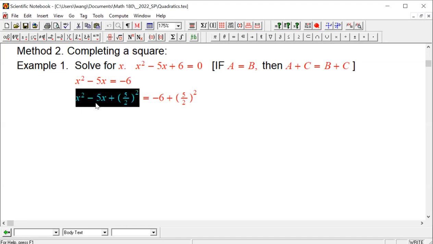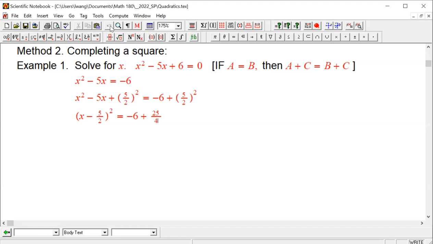And by this time, the left-hand side is a perfect square. So this is the perfect square: 5 over 2, that's 5 halves. So we get (x minus 5 halves) squared equals, on the other side, we have to do something. What do we get? We get -6 plus 25 over 4.